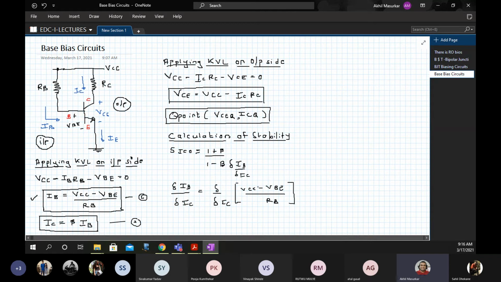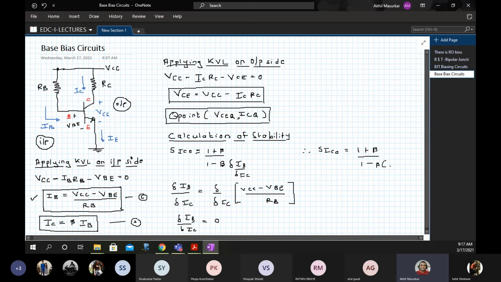Now you can see here VCC is constant, VBE is constant, RB is also constant. So the derivative of a constant is going to be 0. Delta IB upon delta IC is going to be 0. Therefore, SICO is equal to 1 plus beta upon 1 minus beta into 0. So this is simply going to be SICO equal to 1 plus beta.